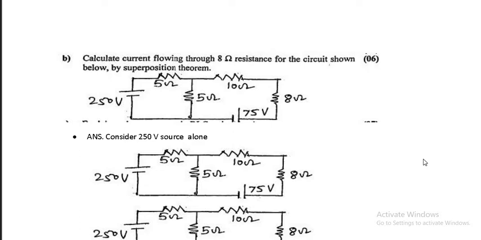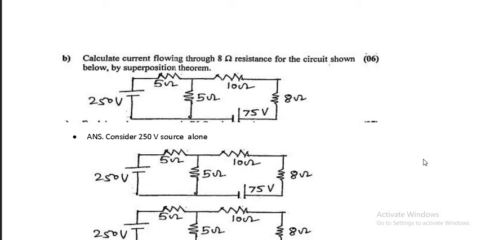For example, the same problem over here is to be solved by superposition theorem. It could have been solved by Kirchhoff's laws as well. But if it is solved by Kirchhoff's and it is asked to be solved by superposition, you won't be getting any marks. So be very careful, read it thoroughly so that you can exactly understand what is asked. Here you have to find out the current flowing through the 8 ohm resistance, and you have to use superposition theorem.